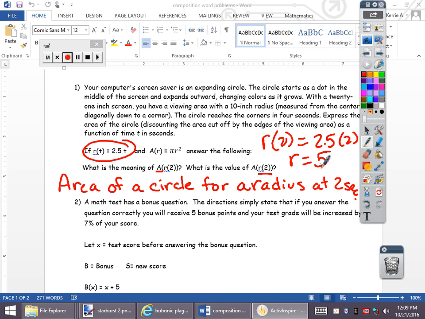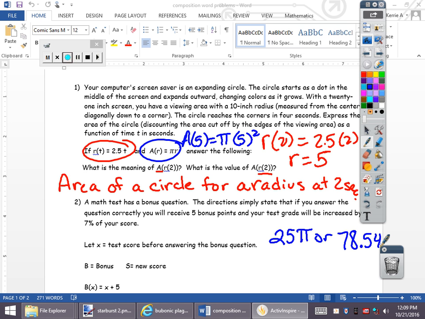I can then take this and plug it into A of R. So A of 5 equals pi times 5 squared. And you can either write it as 25 pi, or the decimal answer. What's the decimal answer? Who actually took out their calculator? 78.5354? Okay. Good job.